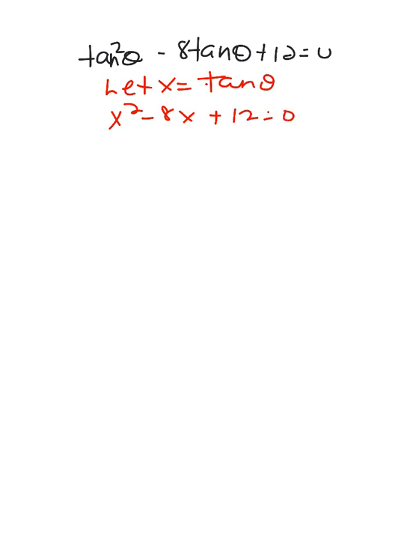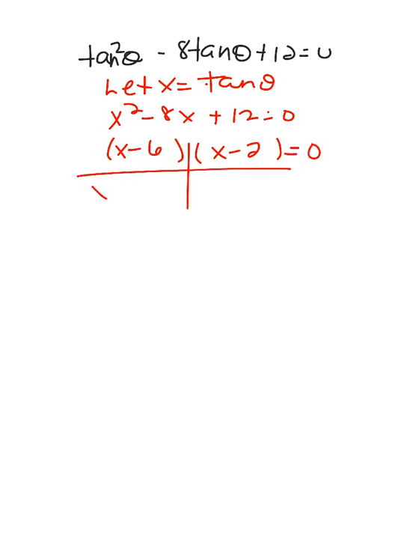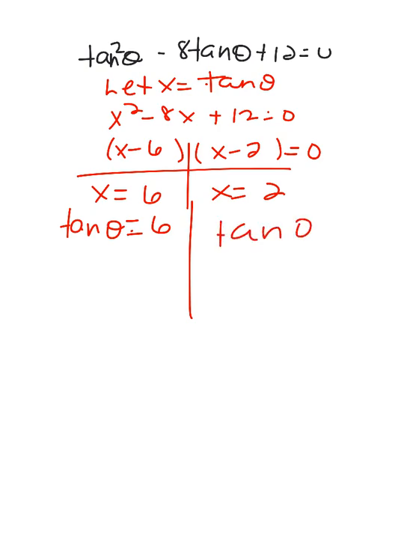So this is actually factorable. If you didn't realize that, you could complete the square, use the quadratic formula. So this is x minus 6, x minus 2 equals 0. So we get x equals 6 and x equals 2. Make sure you replace your x back with tangent. So we have tan theta equals 6. Tan theta is equal to 2.